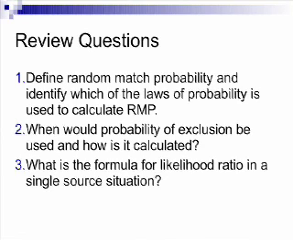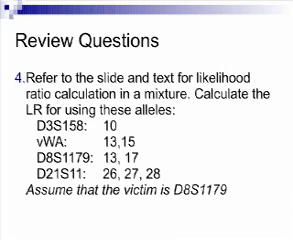Number 2, when would probability of exclusion be used and how is it calculated? Calculate the probability of exclusion for the above profile in the African American population. Do not use PopStats. Number 3, what is the formula for likelihood ratio in a single source situation? Calculate the likelihood ratio for the above profile in the Hispanic population. Do not use PopStats. Number 4, refer to the slide and text for likelihood ratio calculation in a mixture. Calculate the likelihood ratio for the alleles on the screen.